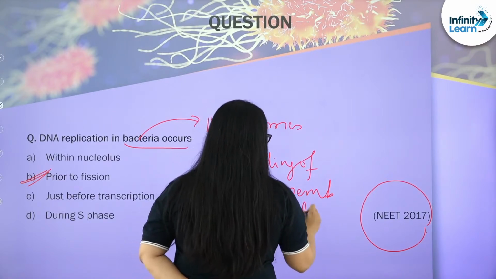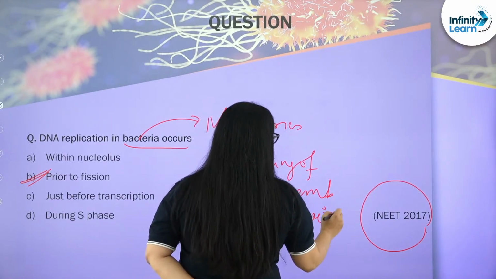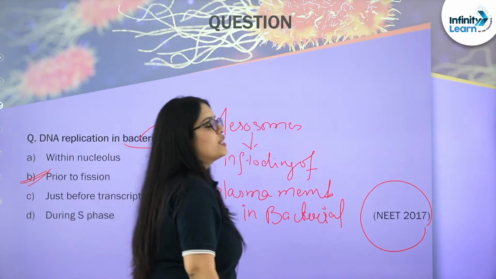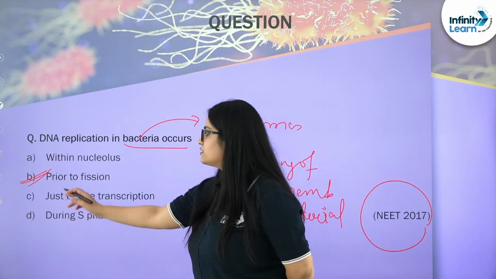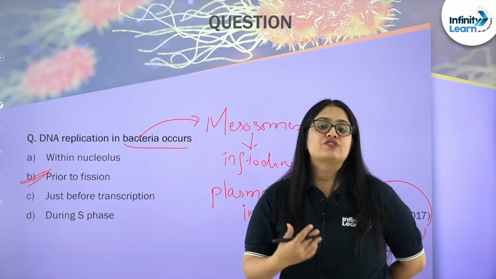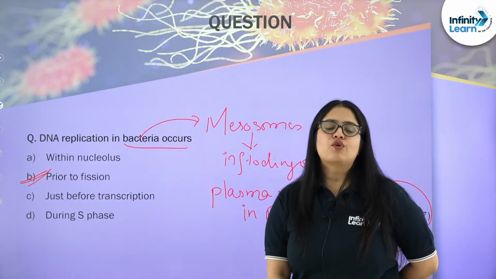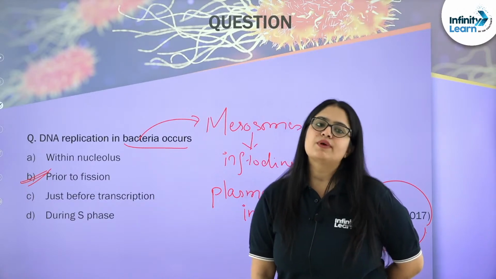It has several functions. It also helps in respiration and it also helps in DNA replication. So DNA replication in bacterial cells occurs just prior to the fission, and fission is one of the most preferred modes of reproduction seen in bacteria.